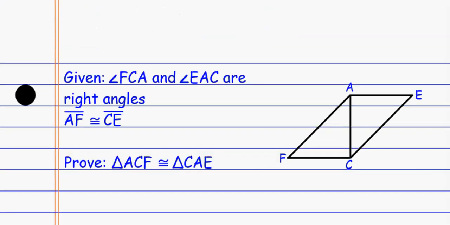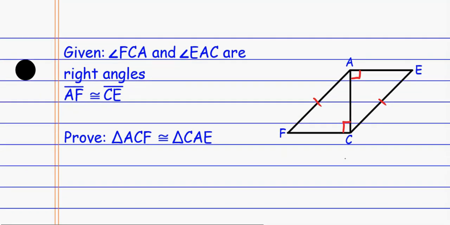So if I look at this particular example, I'm going to apply that to this thing. It says given FCA and EAC are right angles. Let me go ahead and label those before I forget. So FCA is right here. That's a right angle. And EAC, that's a right angle. It also tells me that AF is congruent to CE. All right, so let me label those. And I want to prove that these two triangles are congruent.